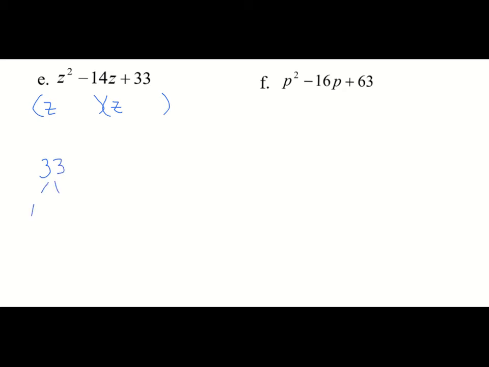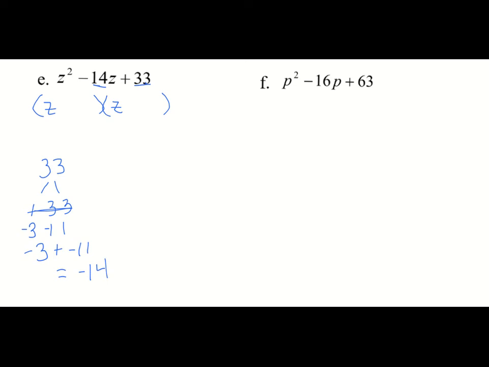So let's see, we need 1 and 33, but I do need a negative middle term. And then 3 and 11. Now the only way to get 14 would be to do your 3 and your 11. But I need a positive 33. So that means my last two terms, what I multiply together, have to be two positive numbers or two negative numbers, because remember, two negatives gives you a positive 33. But if I add negative 3 plus negative 11, it also gives me negative 14.